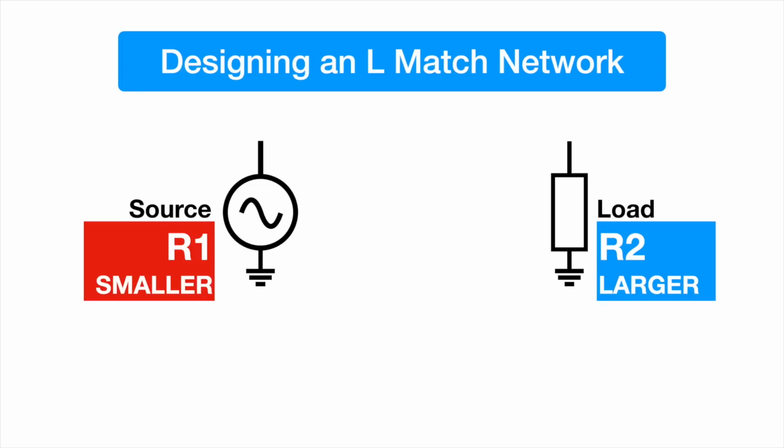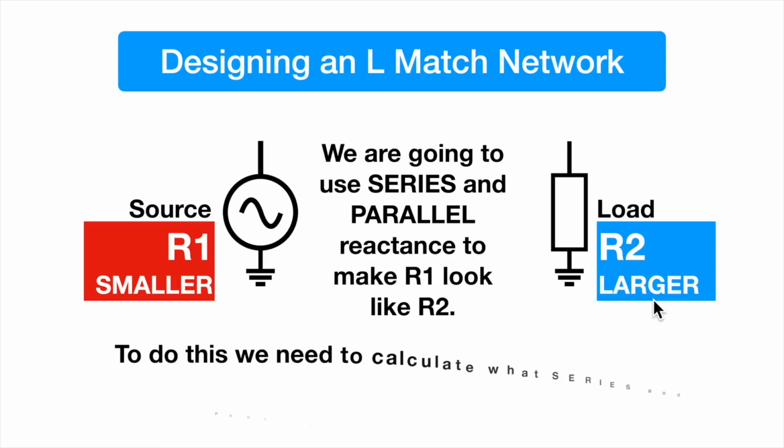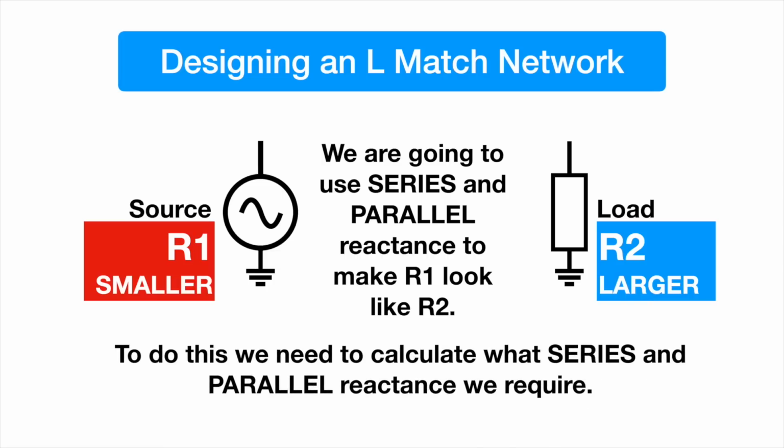Now, the next thing, once you've assigned which one is larger or which one is smaller, is to think what we're going to do. What we're going to do is use series and parallel reactance to make R1 look like R2. So, in order to do this, we need to calculate what series and parallel reactance we require. So that's what we're going to do next.